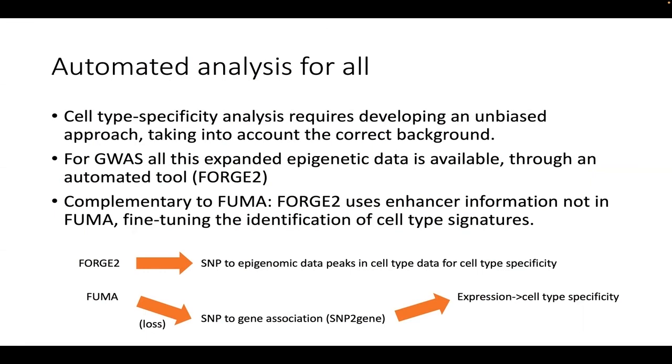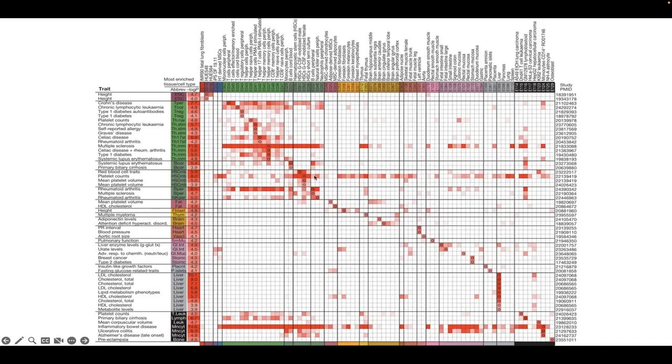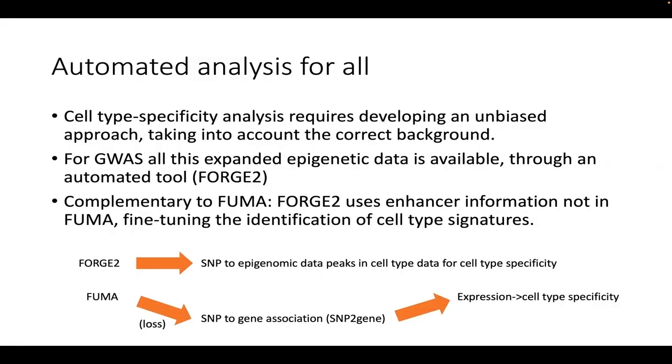And so FORGE2 does all of these kinds of analyses. It expands to other types of epigenetic data. And the key in FORGE2 is using a proper statistical background. The only way you can get this tissue-specific enrichment is when you use the right model, which accounts for SNP bias, promoter bias, etc. And FORGE2 is perfectly complementary to FUMA. I'm sure you're all familiar with FUMA. It's a widely used method for GWAS post-GWAS analysis. And FORGE2 uses other types of data which are complementary to what FUMA does.